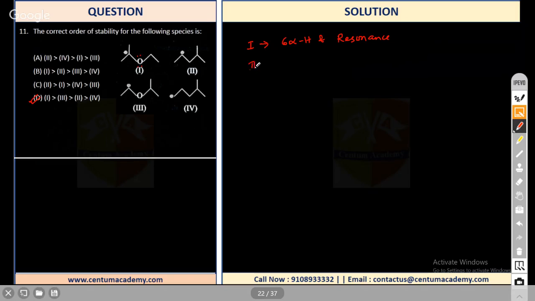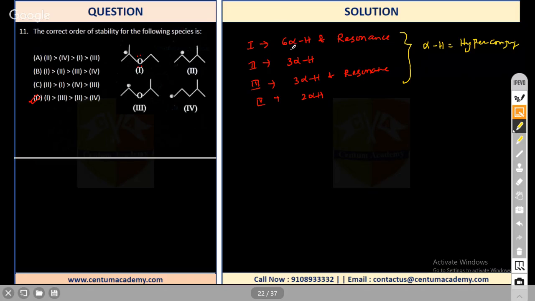The second one, we have only 3 alpha hydrogen. Third one, we have 3 alpha hydrogen and resonance again possible. Fourth one, we have 2 alpha hydrogen. See, alpha hydrogen means what? We can have hyperconjugation possible. Alpha hydrogen means hyperconjugation possible. More number of alpha hydrogen, more will be the hyperconjugative structure, right?